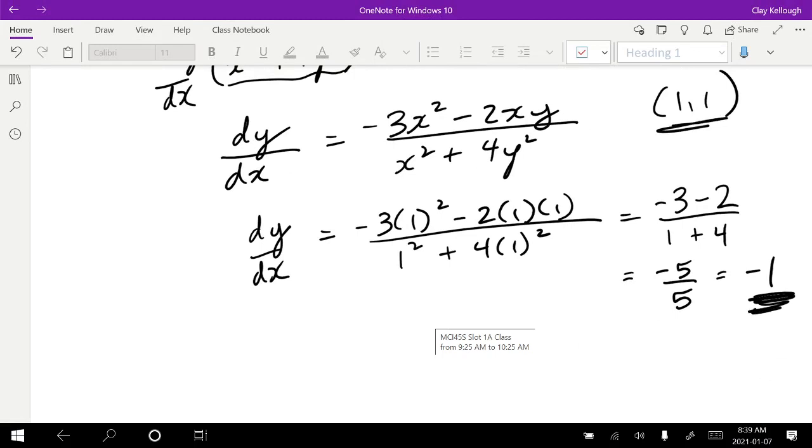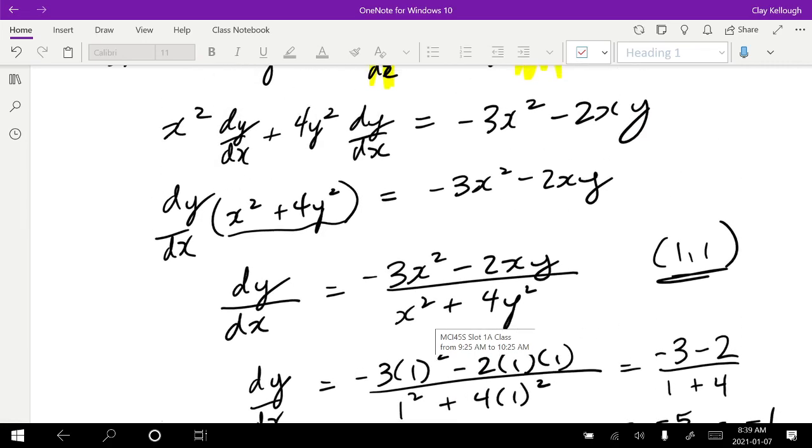I have, oh, you got a question? I think it should be 12y to the power of 2 instead of 4y to the power of 2. It should be 12? Where did I goof up?